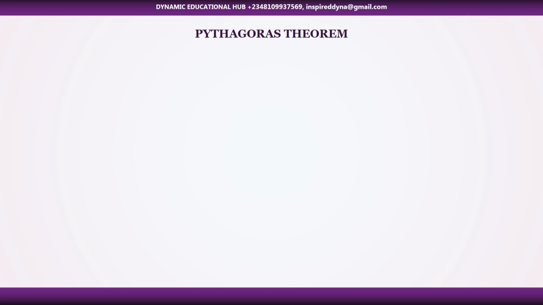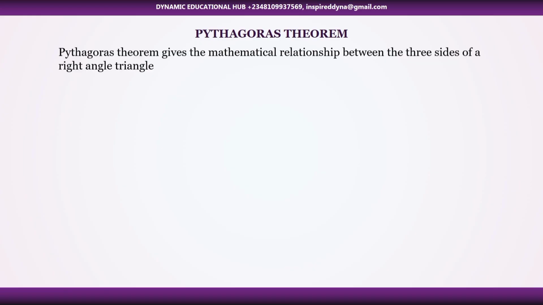So Pythagoras, who derived this theorem, was able to give this expression, a mathematical relationship between the 3 sides of a right angle triangle. So when we have 3 sides of a right angle triangle, they always conform to this theorem. If it is a right angle triangle, this theorem is true for them.